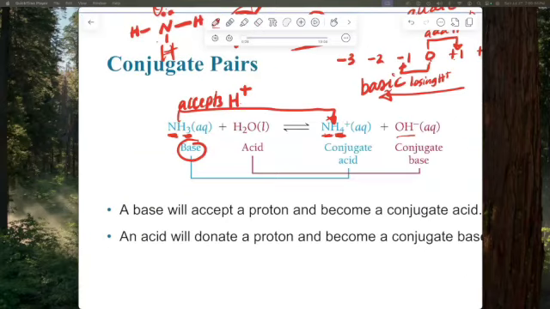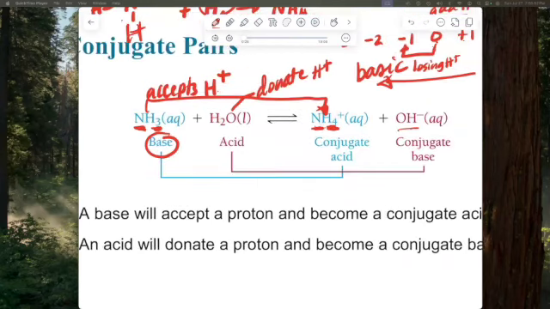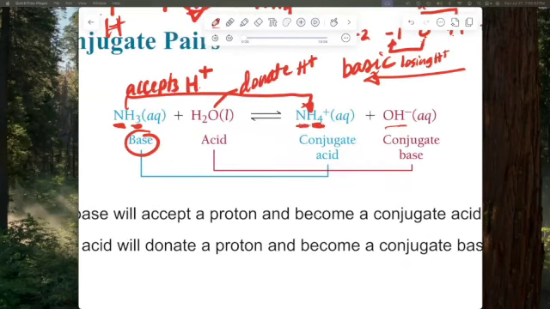If you found the one that accepts H plus, that means the other formula has no choice but to donate H plus, because they can't both be acceptors. Something has to give, the other one has to receive. So this one is going to be the Bronsted-Lowry acid. This would be the Bronsted-Lowry base.